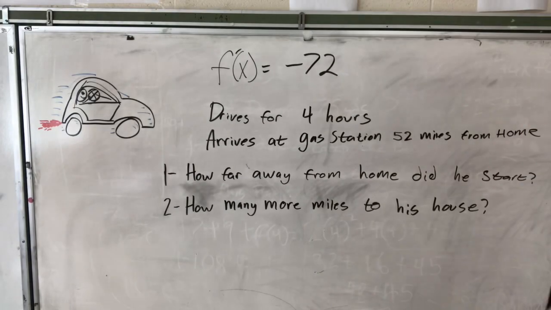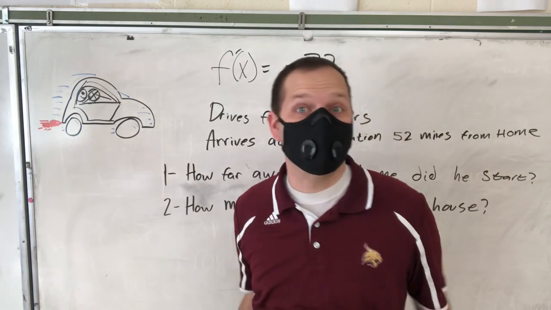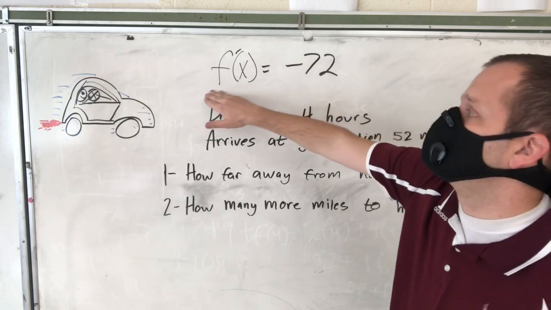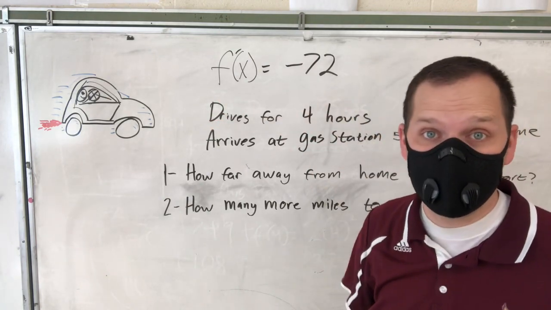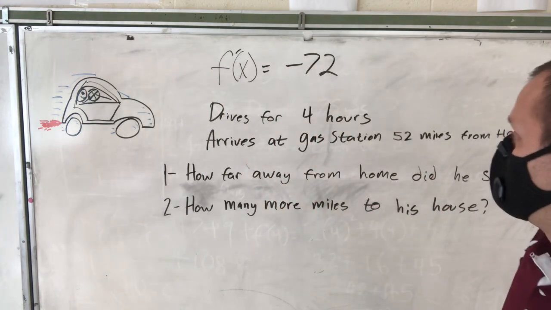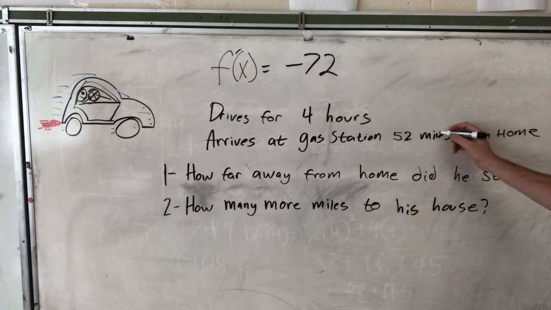Here you go, last problem. So we've got this guy who's driving his car. He leaves someplace, he's heading home, all right? So here's the equation for the derivatives. This is his speed. Notice it's negative because he's going home. He's approaching 0. He drives for 4 hours. He arrives at a gas station 52 miles from his house.